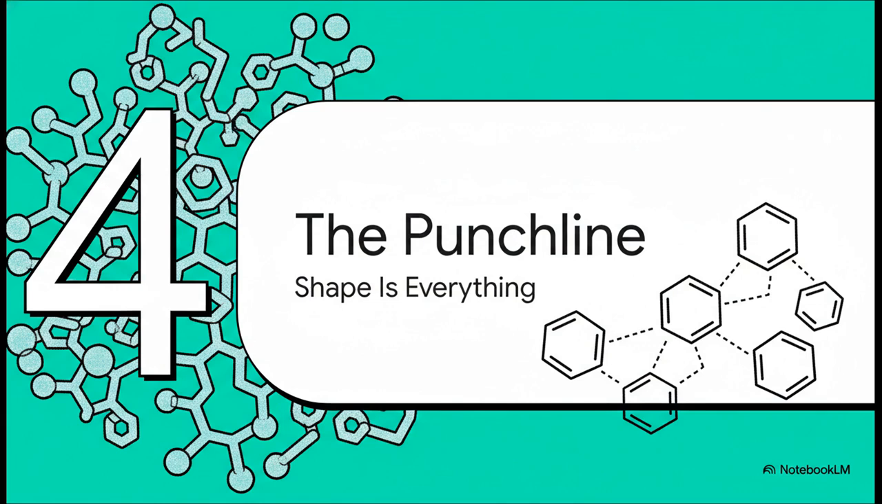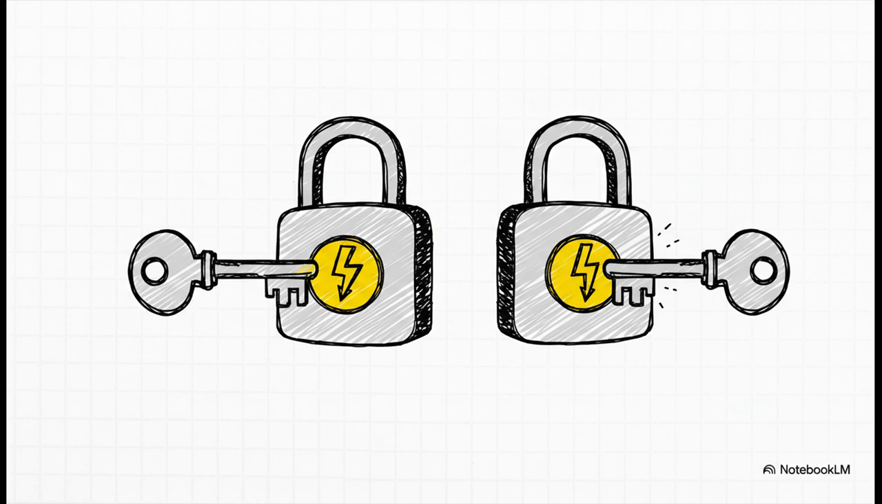And that brings us to the real punchline of this whole story. It might be one of the most important rules in all of biology, really. And that is, shape is everything. This is the absolute golden rule at the molecular level. A molecule's structure, its shape, determines what it does, its function. If you change the shape, even just a little bit, you completely change its job.